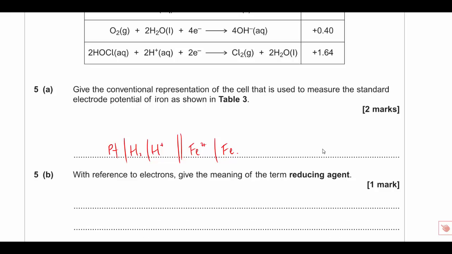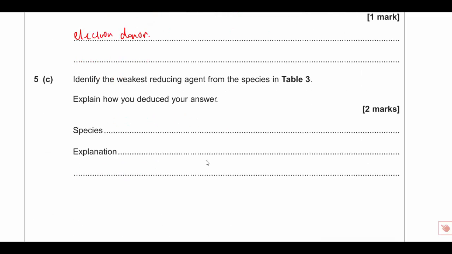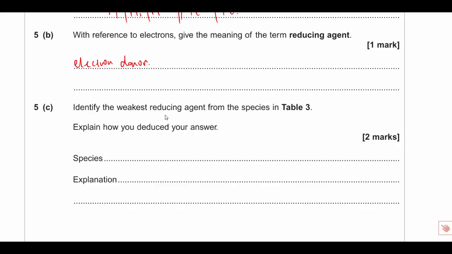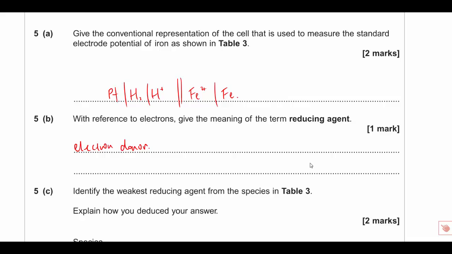Miles away there. Reference to electrons, give the meaning of the term reducing agent. So reducing agent is an electron donor. 5C. Identify the weakest reducing agent of the species in table 3 and explain how you deduce your answer. Because it's the weakest reducing agent, remember that reducing agents themselves are oxidized. So we're looking for the most positive number here. Straight away we've got one here. That is going to be the weakest reducing agent. It's going to be the best oxidizing agent, the most easily reduced, so it's going to be that one there.